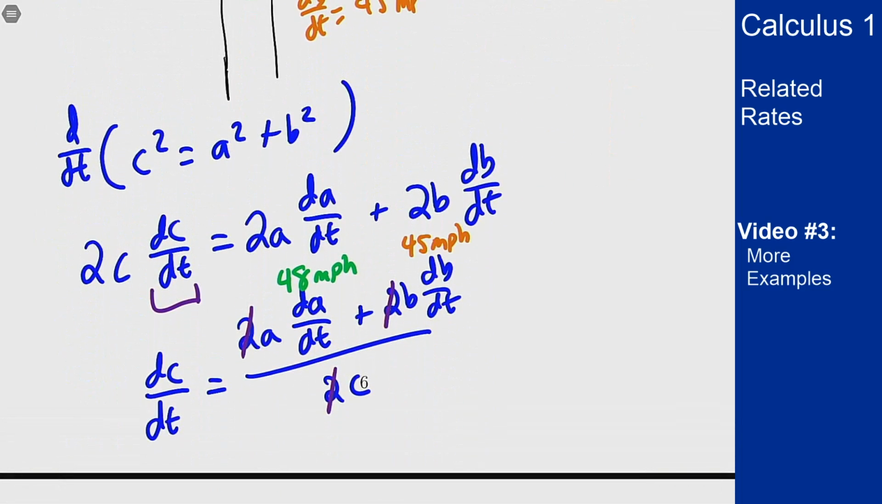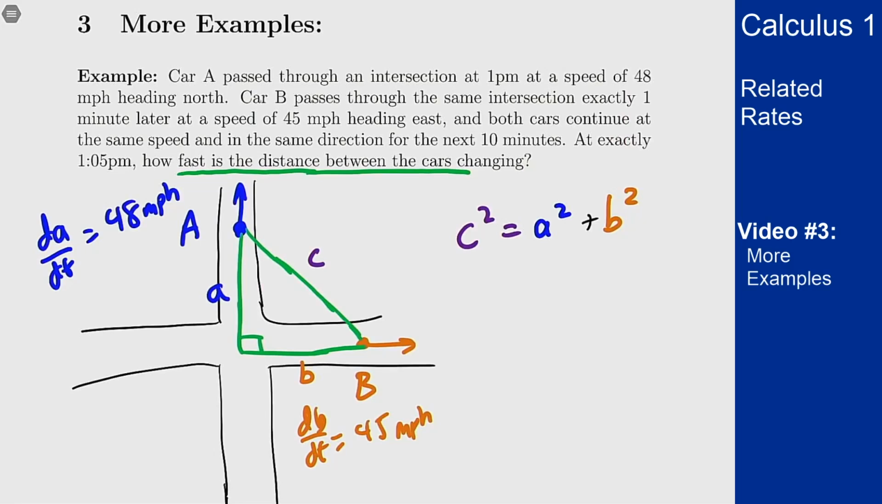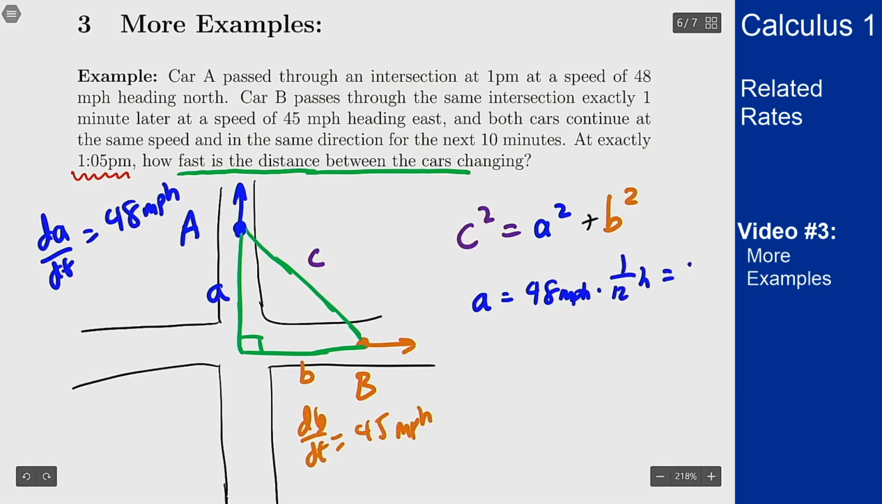I'm still missing a, b, and c. How can I find a, b, and c? Well, so we're looking at exactly 1:05 p.m. That's where this fact here comes into play. So at 1:05 p.m., how far is car A from the intersection? Well, car A has been driving at 48 miles per hour for 5 minutes. They passed the intersection at 1 p.m. So a is 48 miles per hour times 5 minutes, which is 1/12 of an hour, which is 4 miles. So a is 4 miles, we can plug that in.